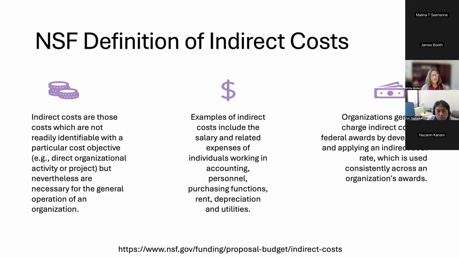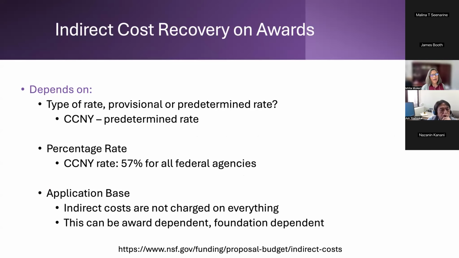And so what this really means, like all of this language, is that there are certain functions at the university, let's say, that support all research awards. They're not readily assignable to one award. And so that's where we get into the indirect cost language or what indirect costs are. So when we're thinking about indirect costs and what that recovery might be on awards, it's dependent on several factors. I've just listed a few here for you.